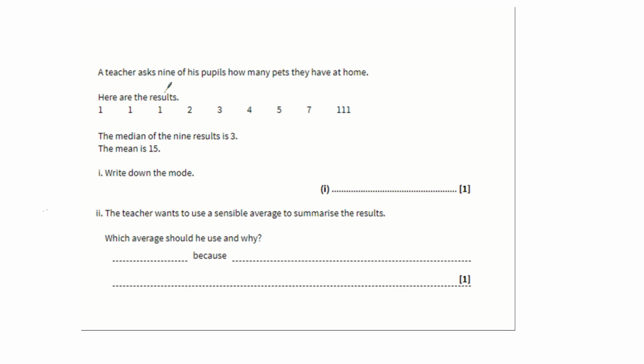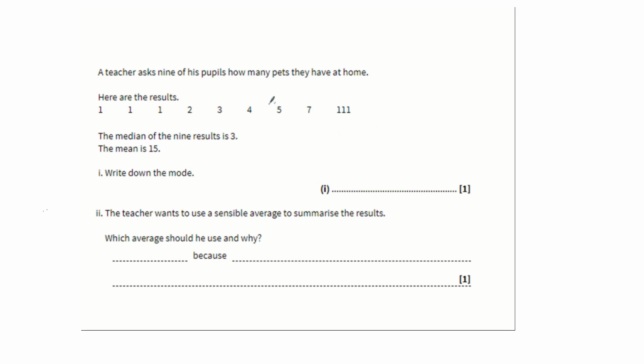Okay, so a teacher asked 9 of his pupils how many pets they have at home. So there's 1, 1, 1, 2, 3, 4, 5, 7, 111. One of the students has 111 pets, so they might work on a farm or something like that, but they've got more pets than everybody else. 7 seems quite a lot as well. The median of the 9 results is 3. The mean is 15. Write down the mode.